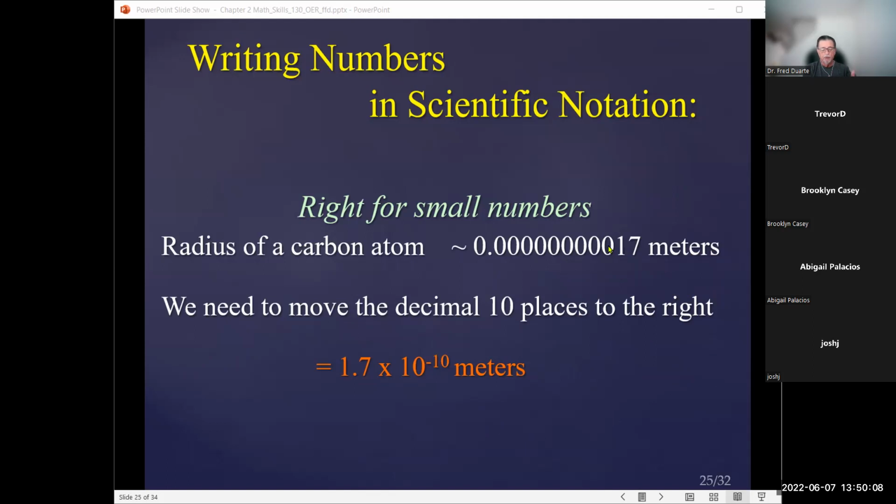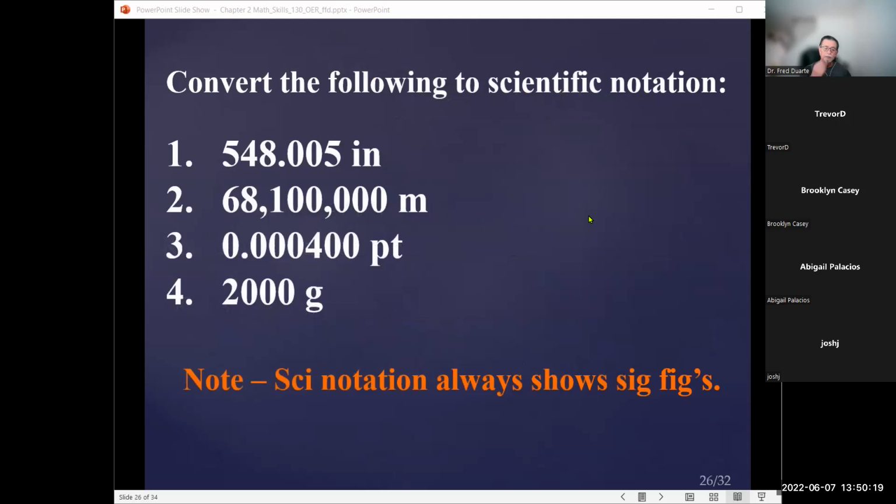And again, the same format, you end up with an integer, maybe a decimal point, maybe not, and then whatever follows after the decimal point, okay? All right, let's take some examples and we will convert them to scientific notation. You have the number there.